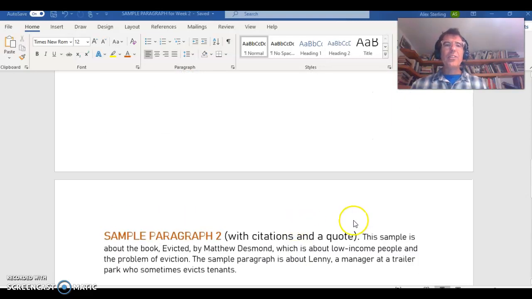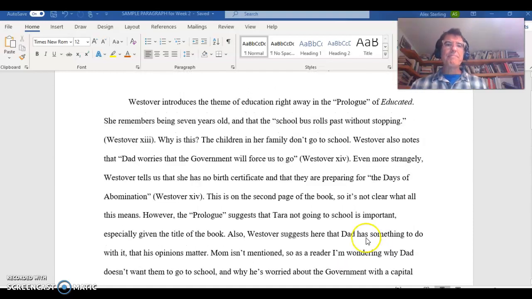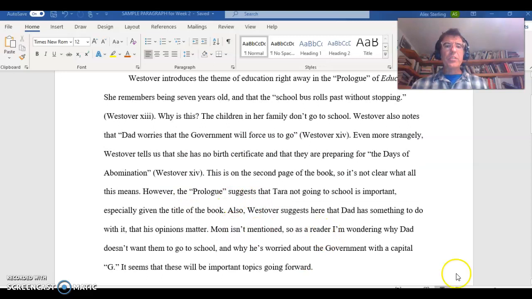So this is the kind of thing you want to go for when you do your writing practice. Say something, give details, use citations, and explain. Exactly how many quotes you use in the paragraph doesn't really matter. You could just have one quote if it's a really good one, or maybe a couple of quotes like I have here. That's up to you.